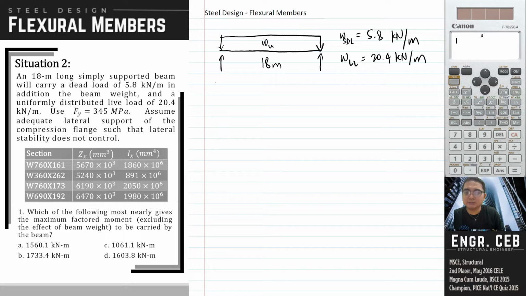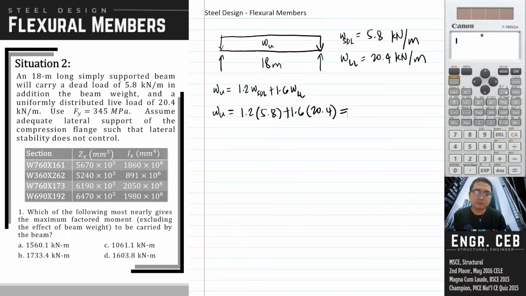Let us solve first for the factored load but without the effect of the beam weight. So that is simply Wu equals 1.2 times WSDL plus 1.6 times WL. This is the load combination that we use because we are asked to solve for the factored moment, so we will use the load combinations for LRFD. So we have Wu equals 1.2 times 5.8 plus 1.6 times 20.4. So let us solve for this one. We have 39.6 kilonewton per meter.